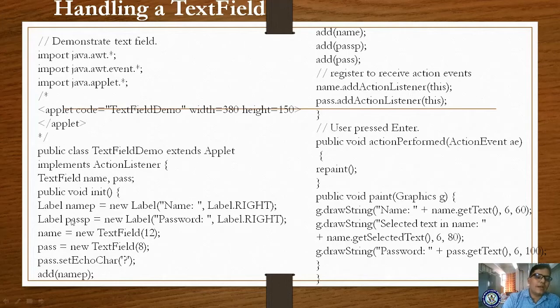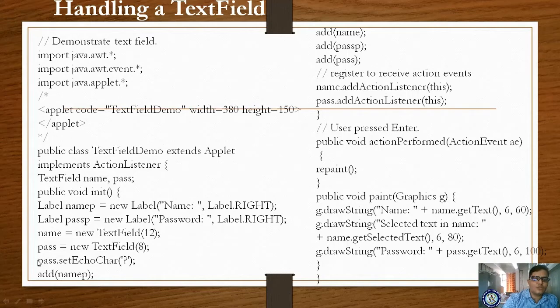Next you create the text field objects. name is equal to new TextField(12). You have specified the width as 12, so within this width the box will appear. Next, password is equal to new TextField(8). You are specifying 8, so a text box appears with a width of 8.